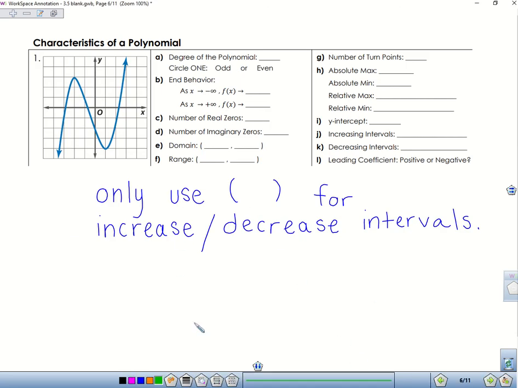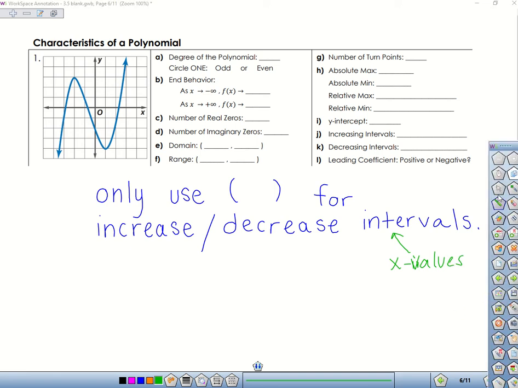So the next thing we're going to do is actually look at a picture of a polynomial and identify the characteristics. Some of these are repeats from what we learned about yesterday, but we're adding some more to the list. So let's go ahead and do the ones that we already know first. And I just want to mention that anytime we do increase-decrease intervals, you always use parentheses and never square brackets, okay? And increase-decrease intervals always talk about the x values. We're never looking at the y values for increase-decrease. They're always dependent on the x values.